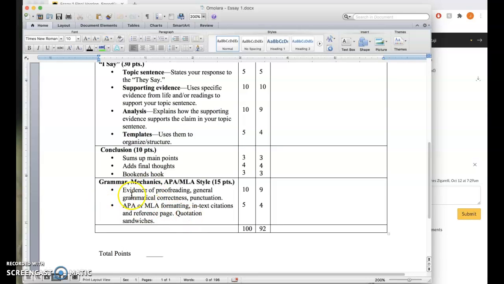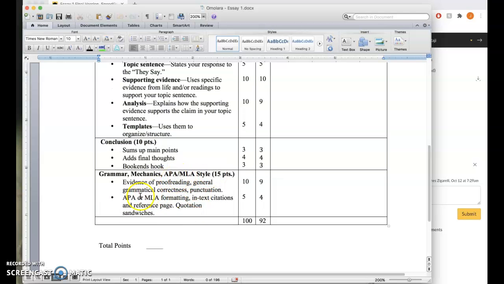And then I also gave you some points for grammatical correctness and stuff like that. And then MLA or APA formatting, which mostly meant, did you put a header up there? And did you at least make an effort to cite? I know we haven't really talked much about it yet, or we've talked about it now, but it's after we did this paper. So you almost always got at least 3, probably 4 points for doing that, even if you just tried. And if you got the citation correct, you'd get 5 points. So that's the grade sheet, right?